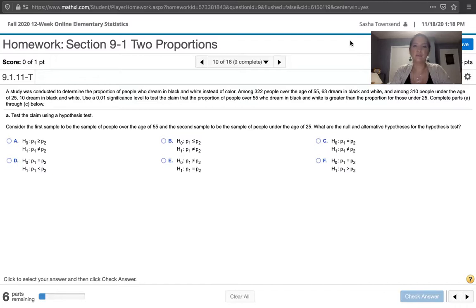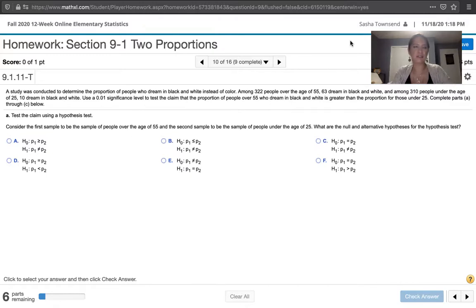rather than color. Among 322 people over the age of 55, 63 dream in black and white, and among 310 people under the age of 25, 10 dream in black and white. We're asked to use a 0.01 significance level to test the claim that the proportion of people over 55 who dream in black and white is greater than the proportion for those under 55.